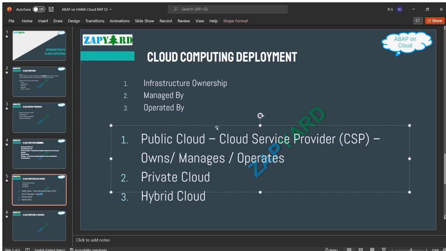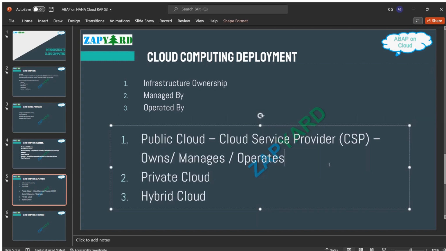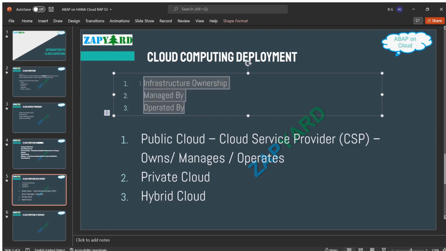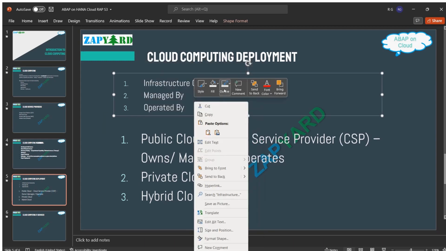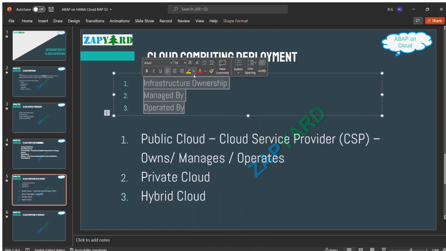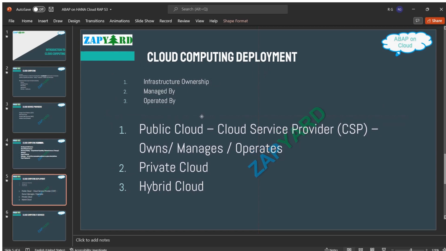So the risk that is present in the cloud deployments is all but owned by the service provider. I repeat, the three aspects are nothing but the infrastructure ownership, management of them, and the operation. It's all taken care of by the service providers in case of public cloud.